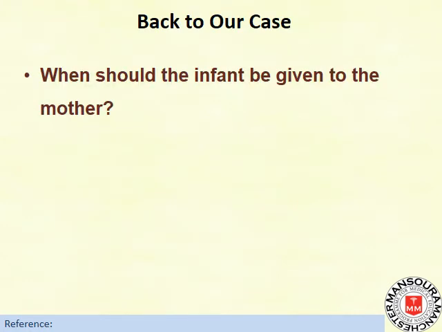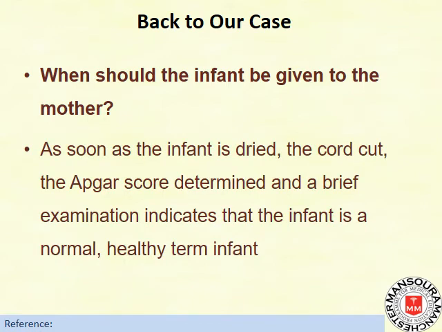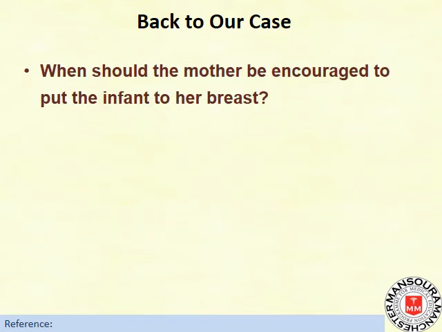Back to our case. When should the infant be given to his mother? The baby should be given to his mother immediately after birth if he does not require resuscitation. So the baby is dried, the cord is cut, and the umbilical cord is clamped, and then the baby is put on kangaroo mother care with his mother.